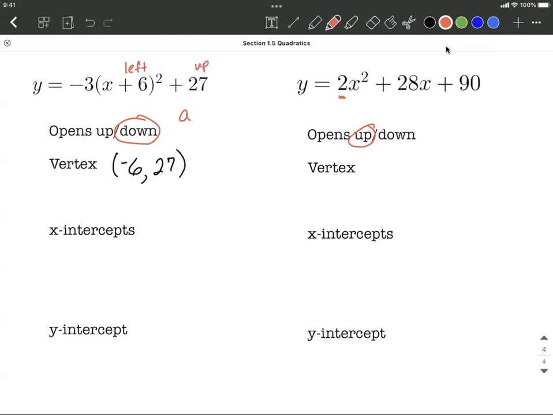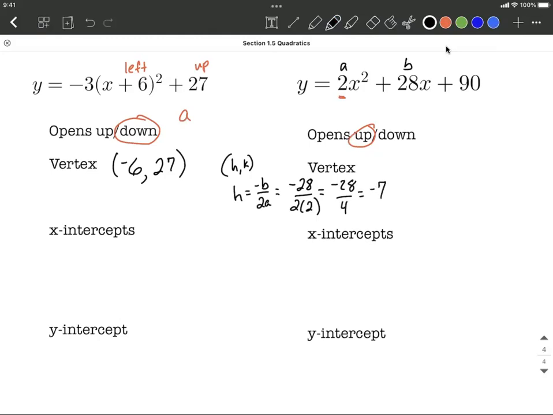Okay, the vertex for the right-hand one is a little bit different, in that we rely on a formula to help us out. Typically we call a vertex (h, k), where h is defined to be -b over 2a. Again, ax squared plus bx plus c. So in our case, that's -28 over 2 times 2. A is here, B is here. A little simplifying, and we get -28 divided by 4, which gives us -7.